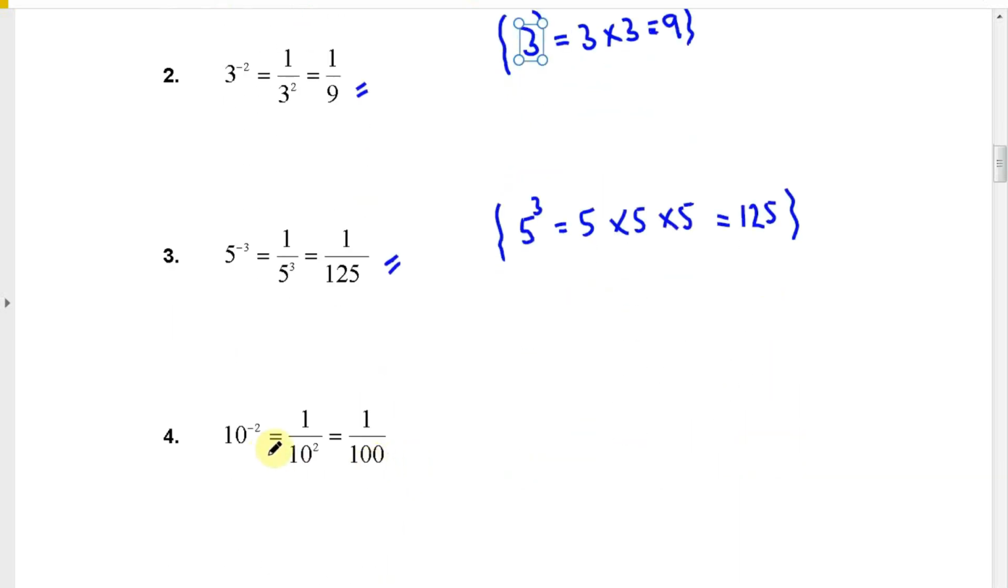Another example. 10 to the power minus 2 is the same as 1 over 10 to the power, with minus 2 turning into plus 2. And remember, 10 to the power plus 2 is 10 times 10, which is 100. So it's going to be 1 divided by 10 to the power 2, or 10 squared, 100.